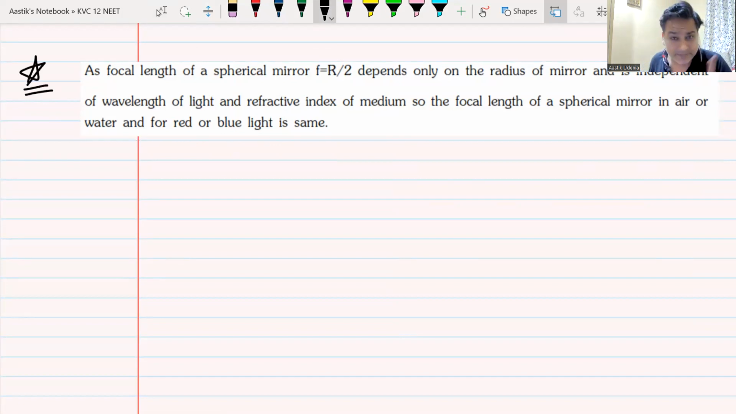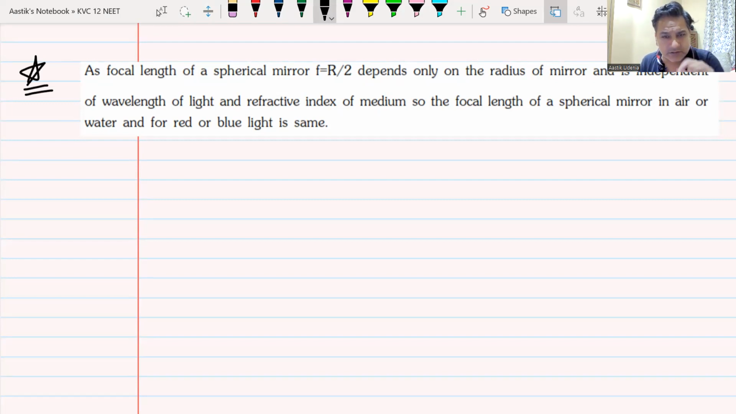A very important point. Remember, there are questions where you put a lens inside water or some other liquid, and you find that the focal length of the lens may change. It changes. A converging lens can even become a diverging lens. A diverging lens can become a converging lens. But that happens only for a lens. It does not happen for a mirror, my dear friends.